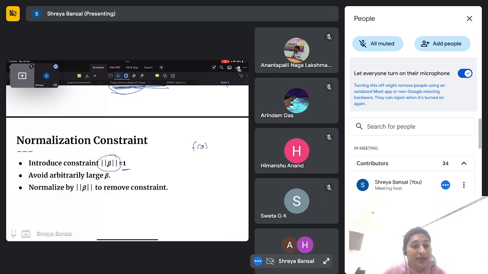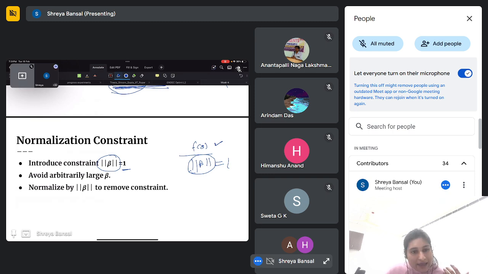Because this f(x) is the distance, and if the norm of beta is 1, then we can easily use this. So this norm of beta equal to 1, we will add as a constraint to avoid large betas, so that we should not penalize f(x), okay. Secondly, just think about it. This normalization is to reduce the magnitude of some value to 1, the unit vector. But why is it only unit? We can go for any value. We can go for 2, we can go for 3, we can just use it for scaling purposes.